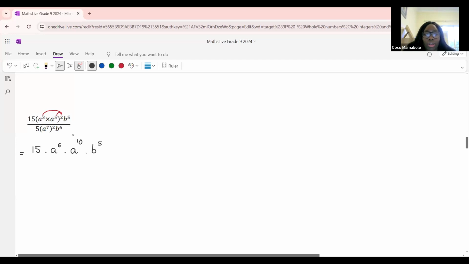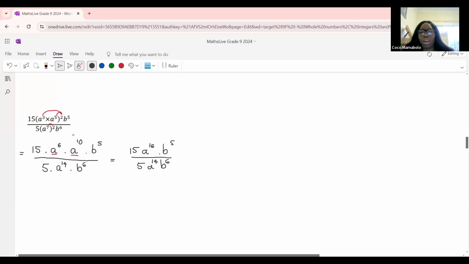end over there, right? Over 5 is there, and over here I'm going to multiply this 2 into the brackets. So I'm going to have 5 times a to the power of 14 times b to the power of 6. Okay, at the top I see two like bases being multiplied. I see an a and an a there, they're being multiplied, so I'm going to keep the base and add the exponents there. So I'm going to end up with 15 a to the power of 6 plus 10 will give me 16 times b to the power of 5 over 5, a to the power of 14, b to the power of 6.